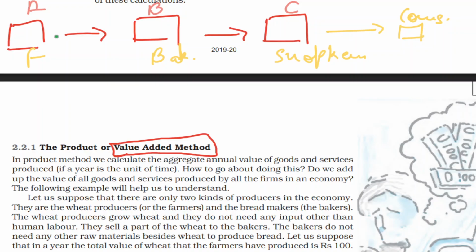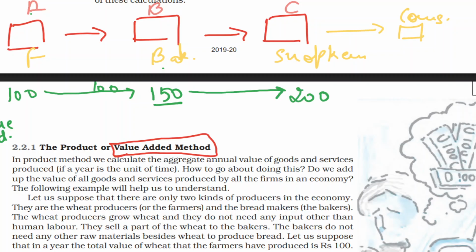Now, the farmer produces wheat of 100 rupees, right? He sells it to the baker for 100 rupees, and the baker makes bread out of it. He used some ingredients, some milk, sugar, everything, and now the baker's cost is 150 rupees, right? Now this baker sells this to a shopkeeper for 200 rupees, right? What value is added here? Value added here is 50.